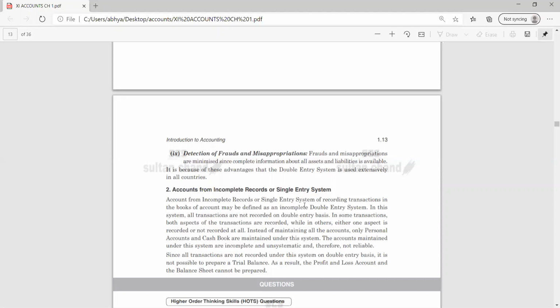Like when we have purchased a building for cash. In this system, the recording of the building will not be there. Only the effect on cash will be shown. So only one aspect will be recorded.